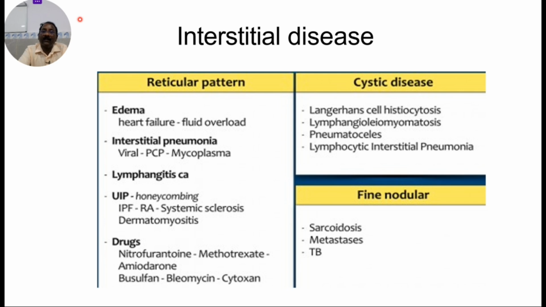Cystic disease, so these are all the histiocytosis, etc., pneumatoceles, or lymphocytic interstitial pneumonias, fine nodules in sarcoidosis, metastasis, and tuberculosis, especially the tuberculosis, that is miliary tuberculosis. So fine nodular interstitial patterns.